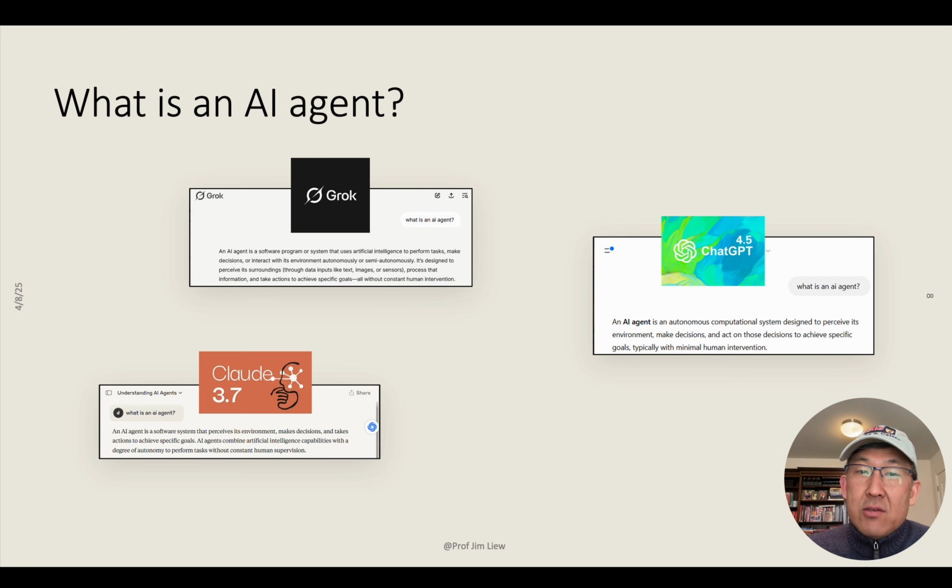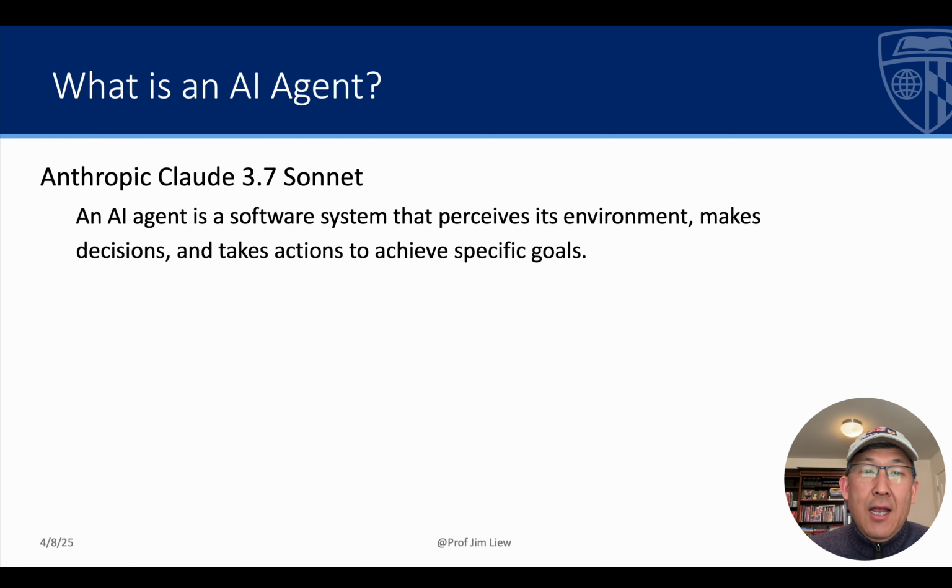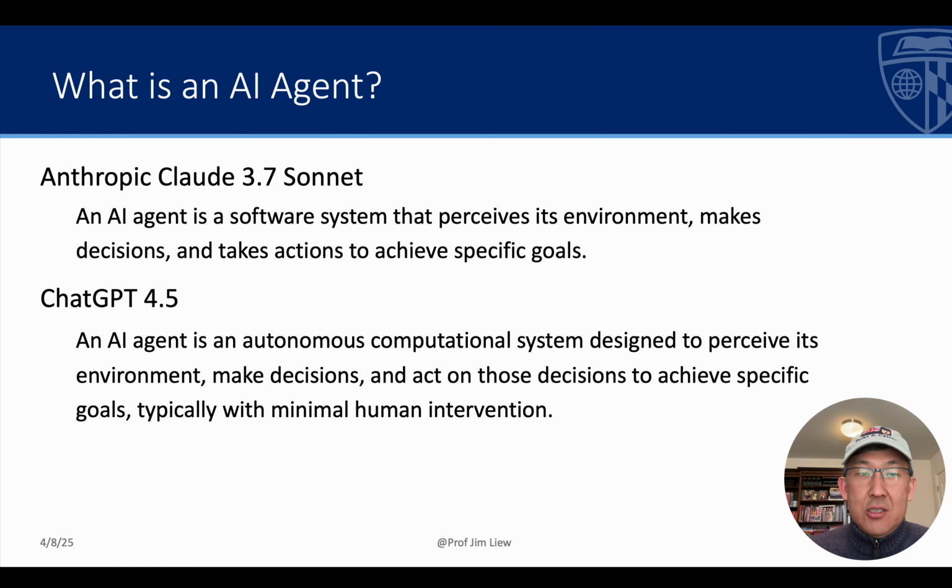But you could also ask Grok and Claude and ChatGPT. Claude says that an agent is a software system that perceives its environment, makes decisions, and takes actions to achieve a specific goal. If we look at ChatGPT 4.5, it says an AI agent is an autonomous computational system designed to perceive its environment, make decisions, and act on those decisions to achieve specific goals, typically with minimal human intervention.